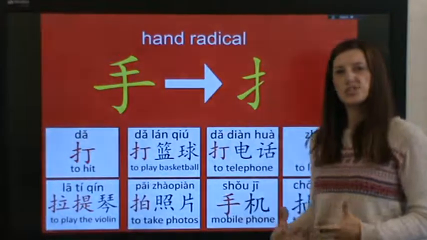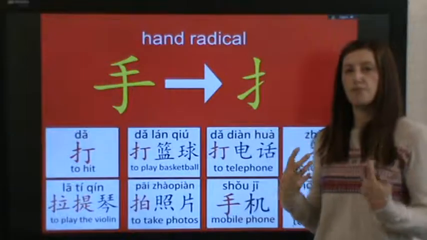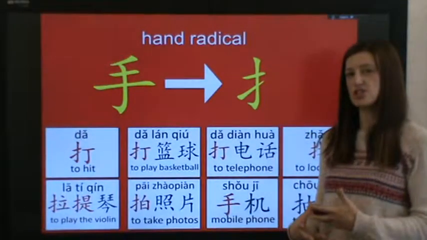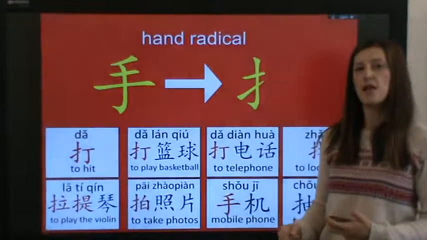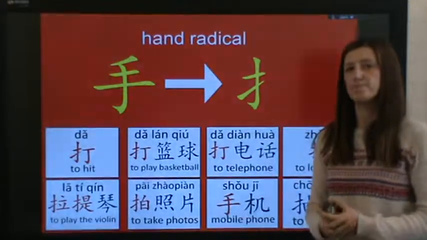Hopefully that's given you a good introduction and a recap of the key radicals that you need to know for your exams. Learn these and try and recognise as many characters with them that give you the meaning.